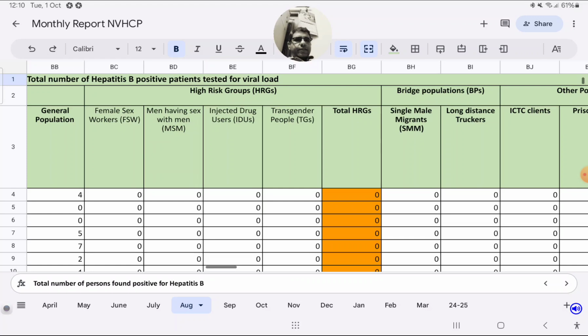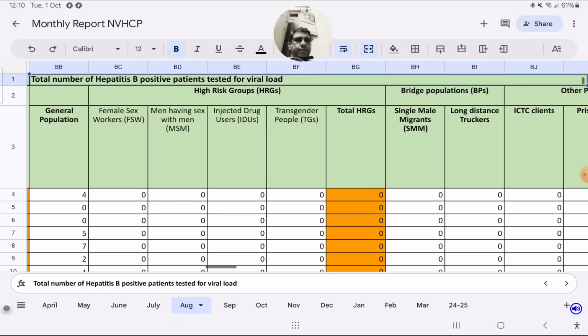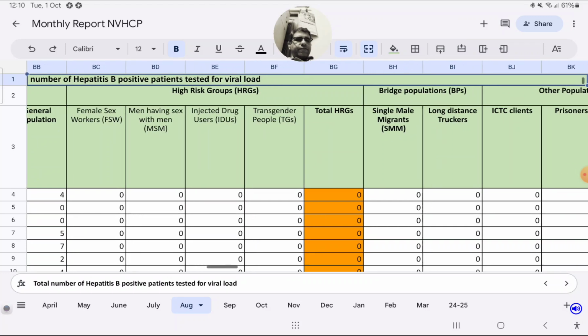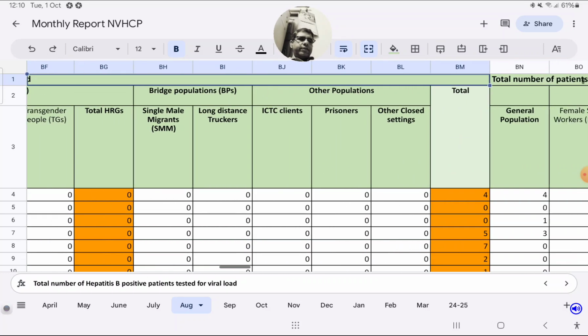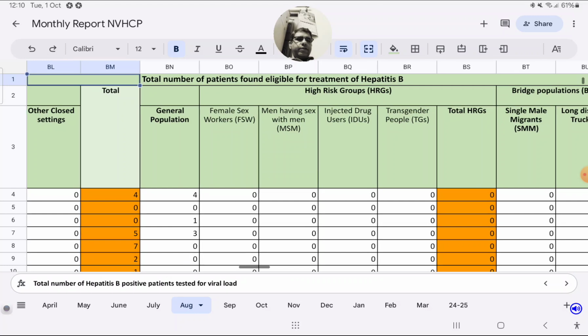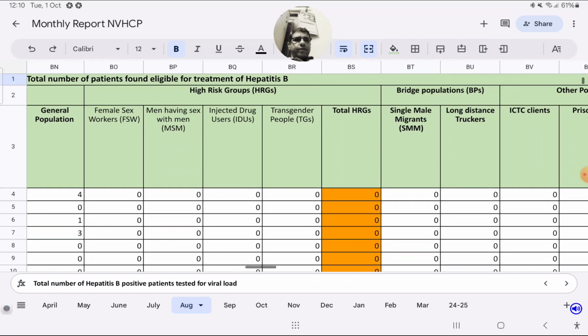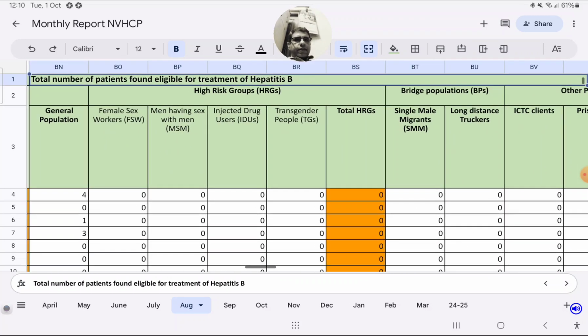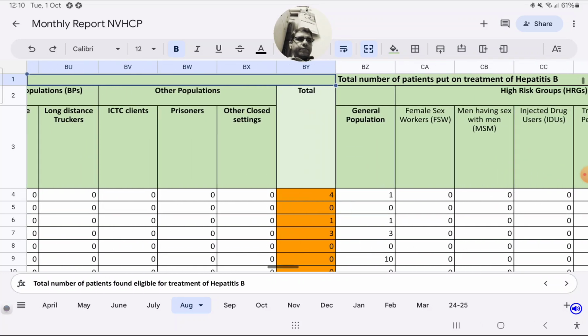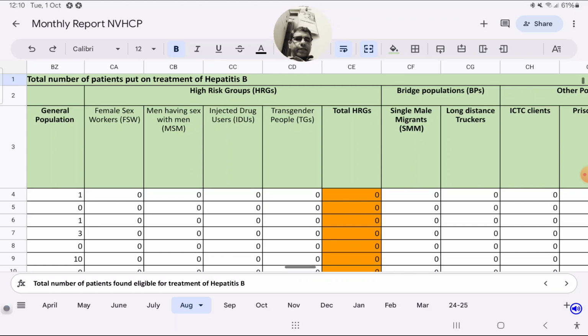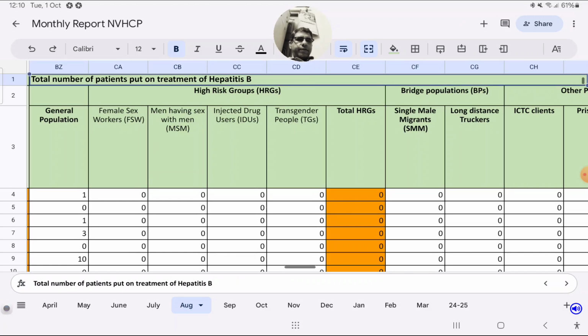The third part is total number of hepatitis B patients tested for viral load. So positive patients will be tested for viral load. So how many have been tested for viral load, subcategorized into those. Next is total number of patients found eligible for treatment of hepatitis B. Next is total number of patients put on treatment of hepatitis B.